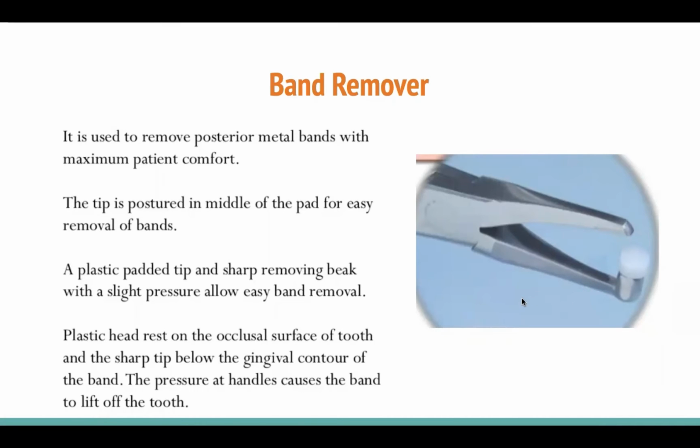The plastic head rests on the occlusal surface of the tooth, and the sharp tip goes below the gingival contour of the band. The pressure at the handle causes the band to lift off the tooth. Now, don't apply too much pressure that you distort the band. It should be very light, gentle pressure to just lift off the band, and then you just take it out, and then you dry it, put the cement on it, and put it back again.